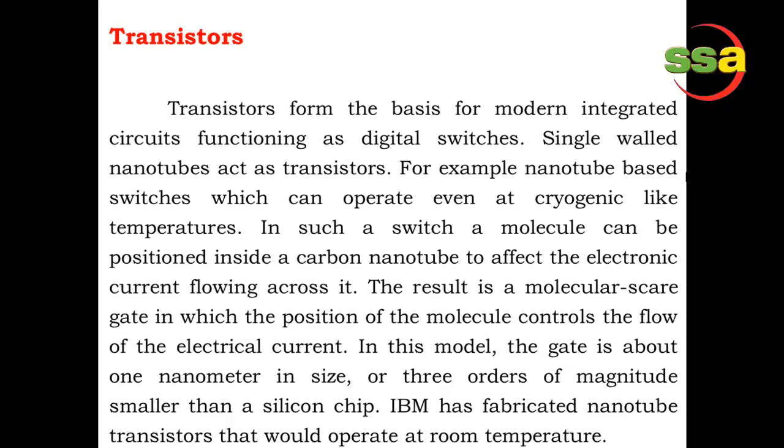Here, with nanometer sized atoms, we can have very small sized SOCs made and fabricated with the help of nanotransistors.